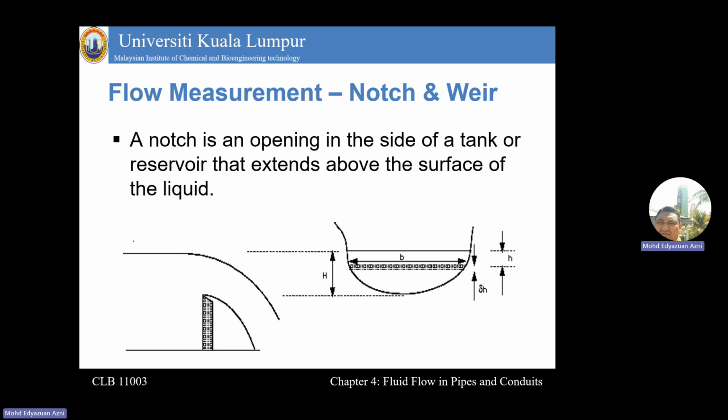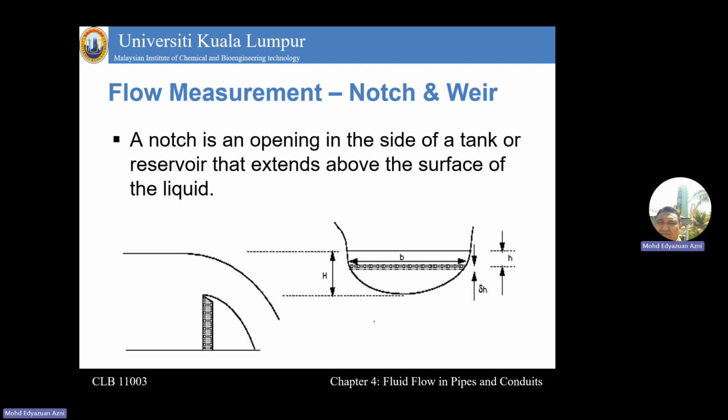Okay, the other section for chapter 4 is on the flow measurement for notch and weir. So what is a notch? A notch is an opening in the side of a tank or reservoir that extends above the surface of the liquid. So a notch is actually like a water gate.